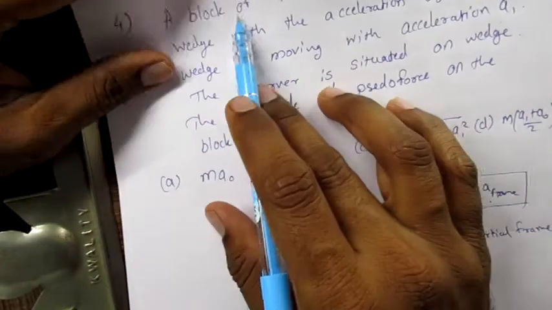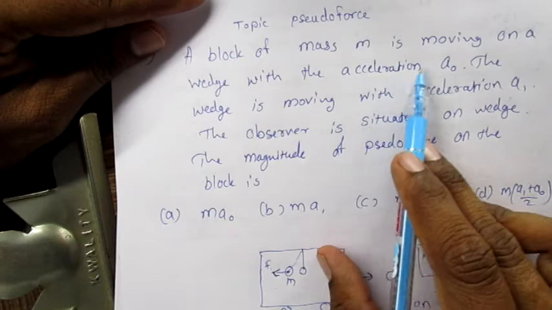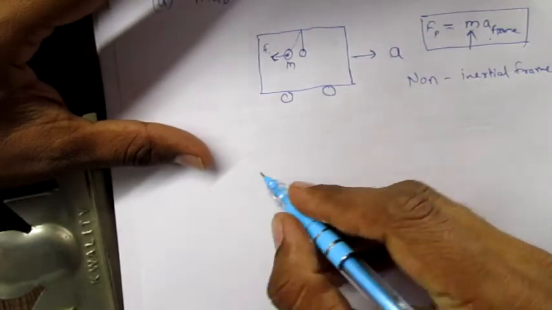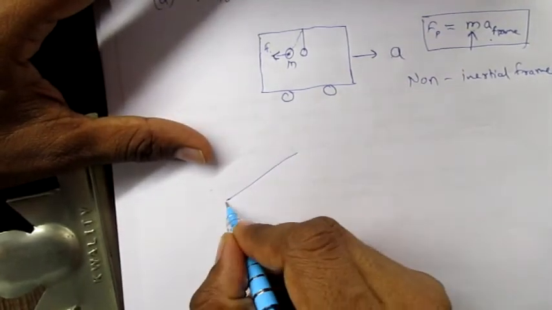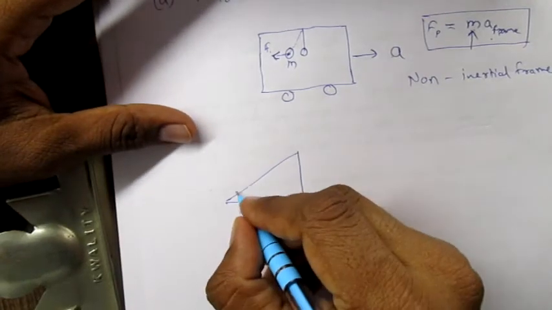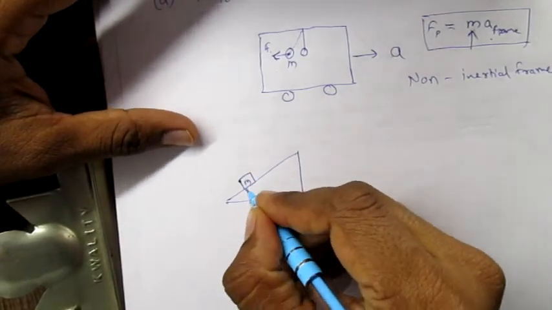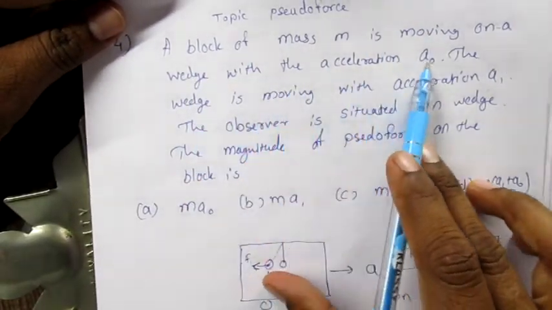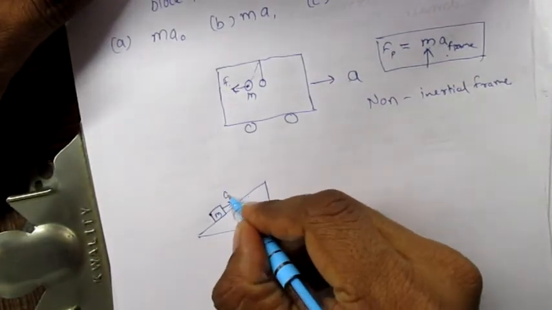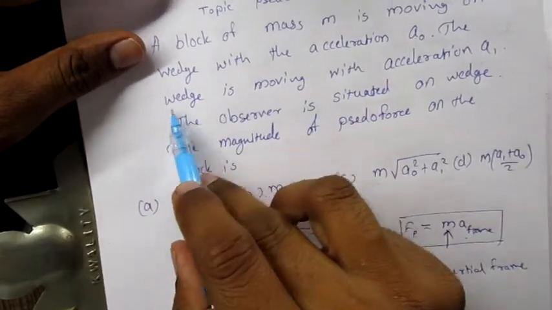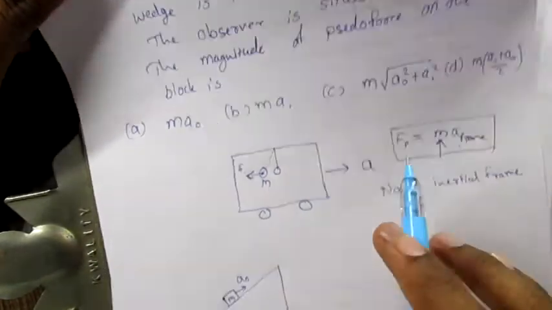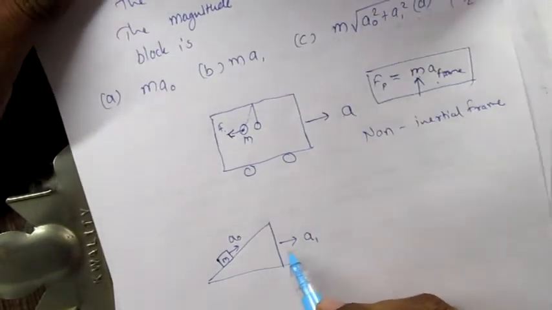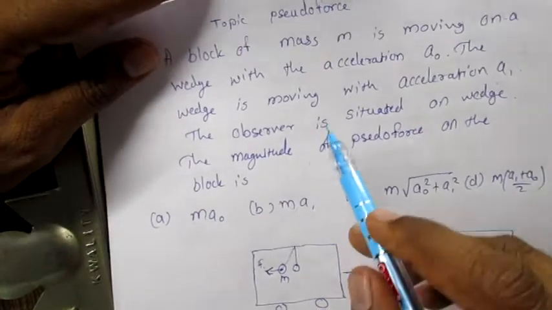Now in our question, a block of mass m is moving on a wedge with acceleration a0. So let us draw the diagram first. This is a wedge and a block of mass m is moving on a wedge with acceleration a0. So acceleration of this block is a0. The wedge is moving with acceleration a1. This wedge is also moving with acceleration a1. We have not been given the direction. I am assuming this direction to be the direction of accelerations.